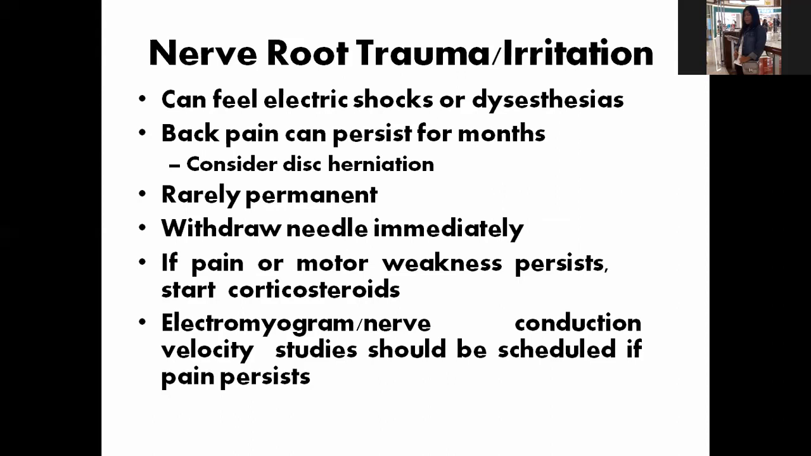In order to prevent this nerve root trauma, after putting the stylet, we have to withdraw the needle immediately. If any pain or motor weakness persists, then we can start corticosteroids, and then we can go for electromyogram or nerve conduction studies. Nerve conduction velocity should be studied if the pain persists for longer periods of time.